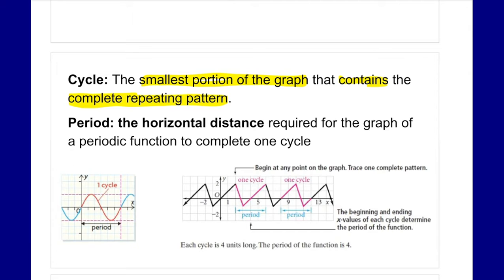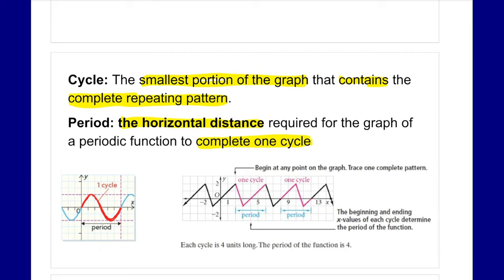The period is the horizontal distance required for the graph of the periodic function to complete one cycle. So it's the horizontal distance for one cycle. So if we take a look, I'm just going to highlight over it. So we have on the left, we have one cycle here in this wave. We can see that it starts at the x-axis and goes up, comes down, and goes back up to the x-axis, and then starts to repeat.